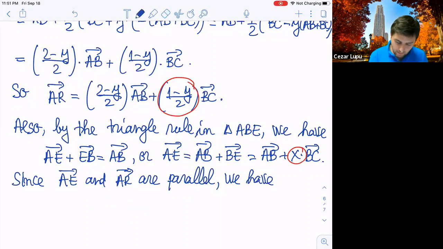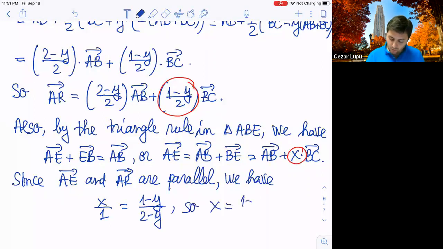X is proportional to that. So X over 1 will be equal to (1 minus y over 2) over (1 minus y over 2 minus y)... so X is nothing else than just (1 minus y over 2) minus y. All right, so we have this relation here.